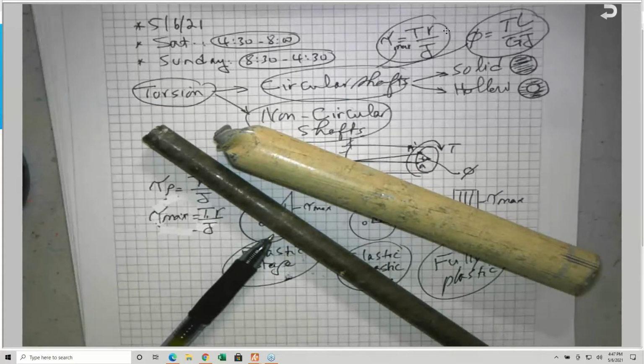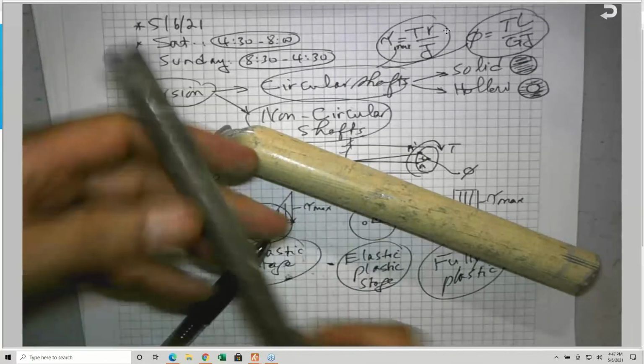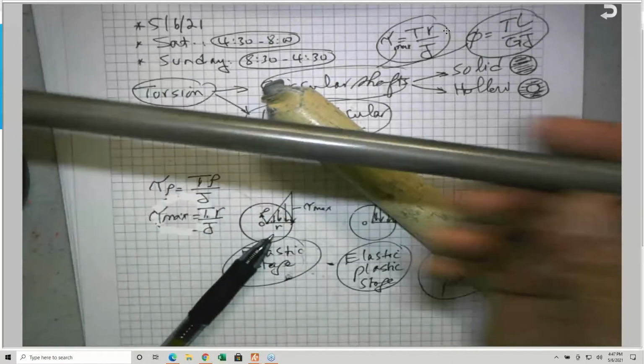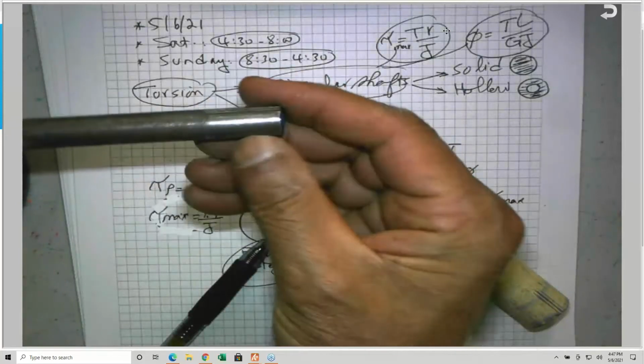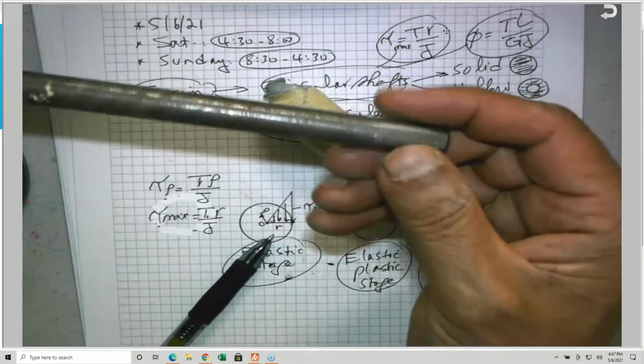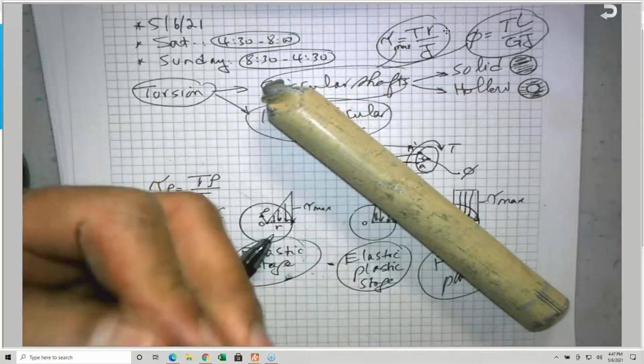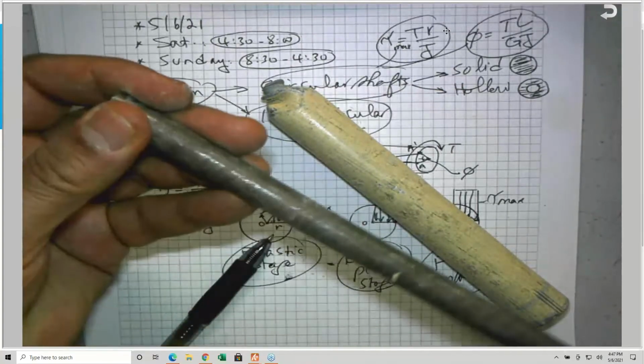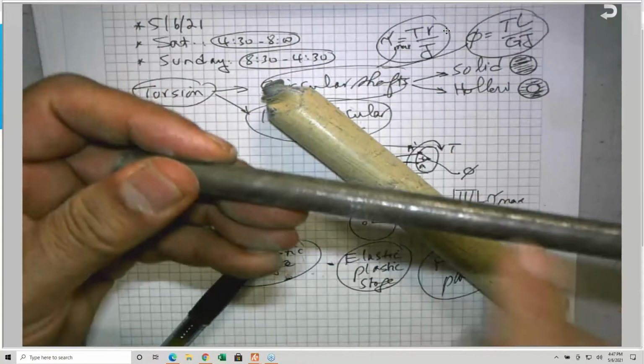So if you look at the torsion test that is done for steel, here it is. This is a steel shaft. It was held, here it is. This is a portion that was held at the grips of the machine. And this is how it looks after failure. So we keep twisting, as you can see, even the lines.